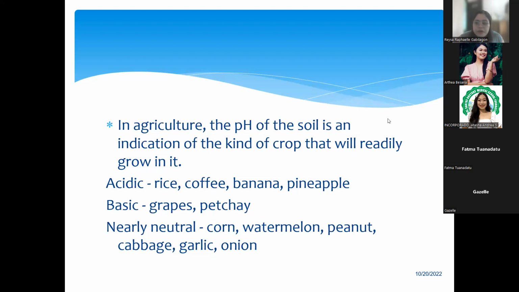So sino yung from South Cotabato here? What do you think is the pH of the soil there in your area? Acidic, basic, or neutral? Ano sa tingin nyo? Yung soil nyo dyan. Mga people in South Cotabato. Yeah, your soil there is acidic. Kasi as you can observe, most of your crops there are like banana, pineapple, meron ding rice, and meron ding coffee. Most likely acidic. Even sa Jensen, our soil is most likely acidic.